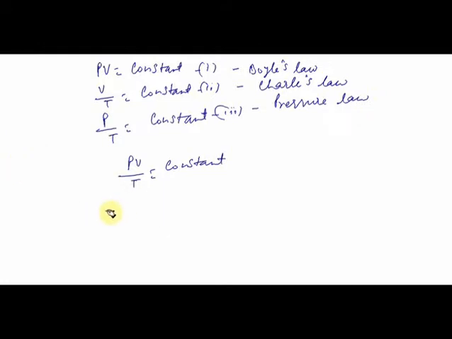And the ideal gas law says that PV is equal to nRT, where P is the pressure of the gas, V is the volume of the gas, n is the number of moles, and R is the universal gas constant.